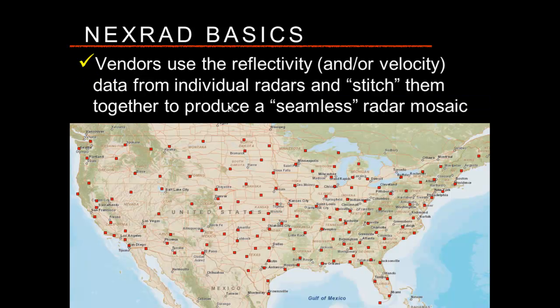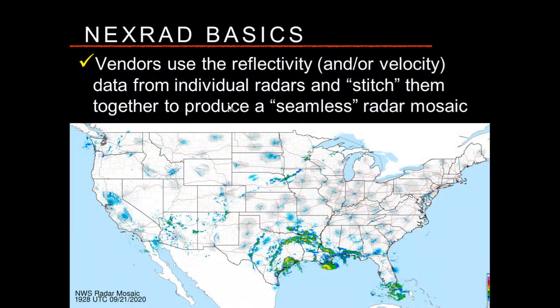Now, vendors use the reflectivity and possibly velocity data to then stitch all those individual radar sites together and produce essentially what appears to be a seamless mosaic across the entire country. And you can see that here, but ultimately, when they put all that together, in some particular mosaics, it will produce all the data it sees. So it may see, in some cases, some ground clutter and such.